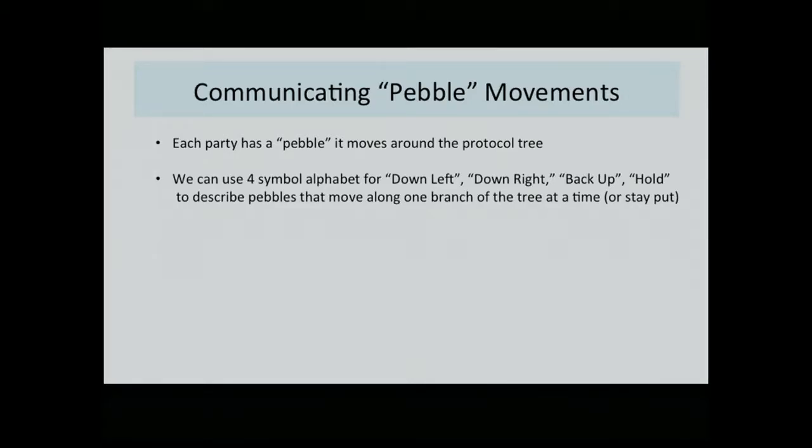So we don't, yes? They're just 2 parties. Later in the talk, I'll talk about the n-party case, but at the moment, they're just 2 parties. Okay, and so we're going to describe how pebbles move along one branch of the tree at a time, at most one branch, or stay put. And the reason that we're going to stipulate that movement is very small is you could imagine a case where, because there have been many errors, parties are really out of sync.